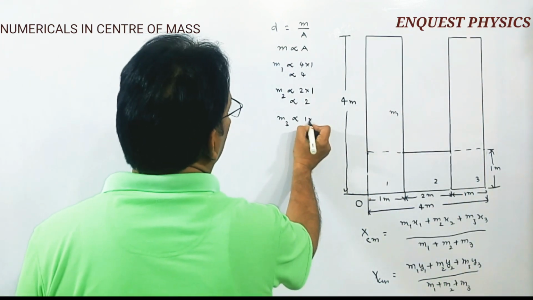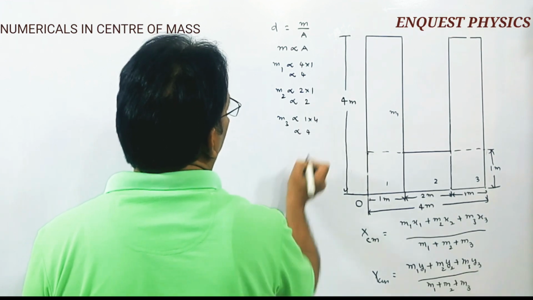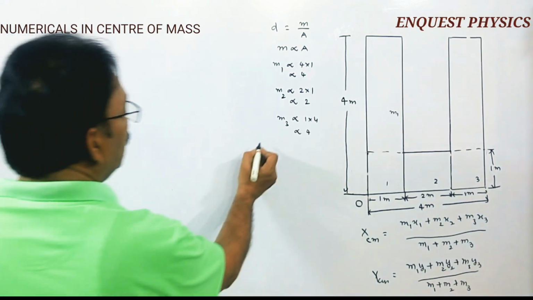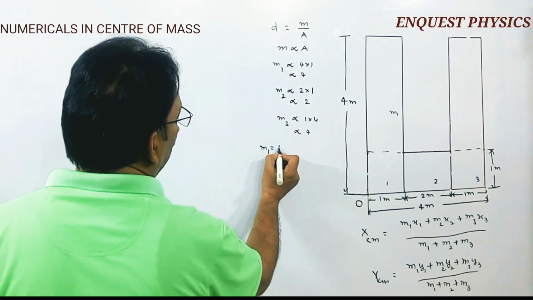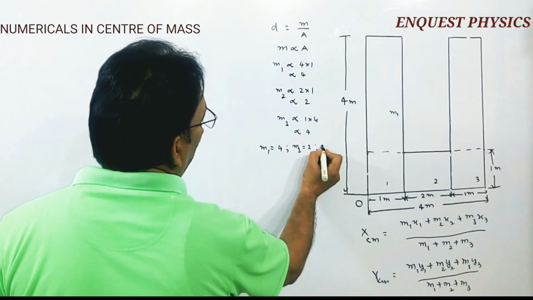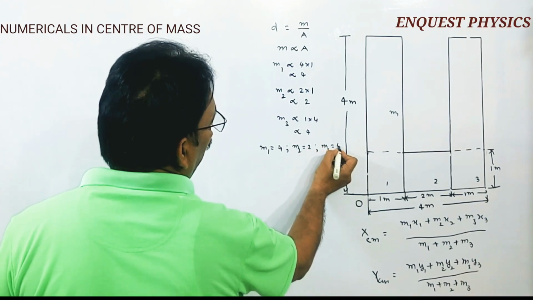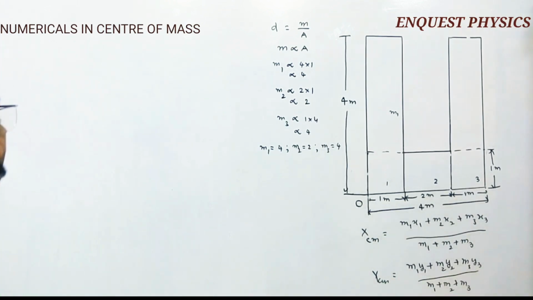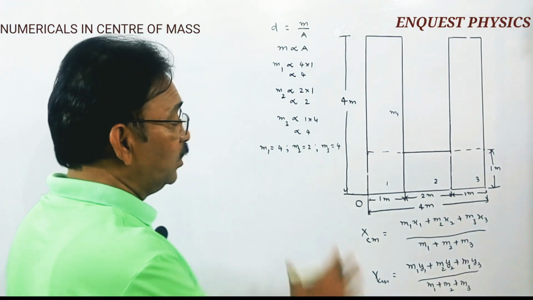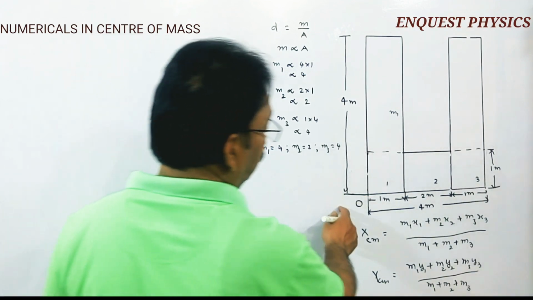Okay, students, 4 units. We know the masses. Okay, students, m1 is equal to 4, m2 is equal to 2 and m3 is equal to 4 units. Let's find the position of the particles, that means the bodies, with respect to the origin.